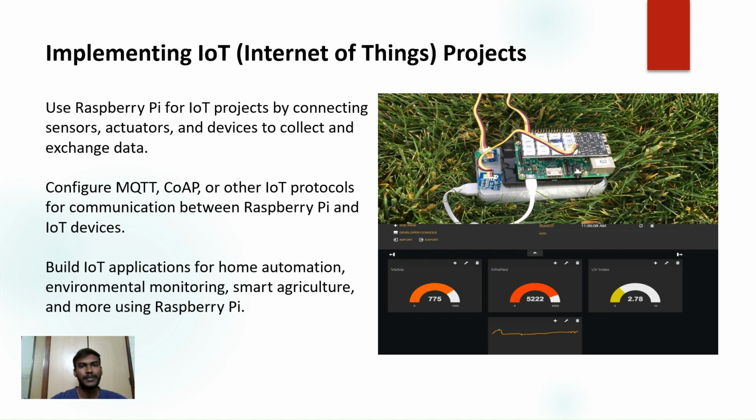Implementing IoT, that means Internet of Things projects. Use Raspberry Pi for IoT projects by connecting sensors, actuators, and devices to collect and exchange data. Configure MQTT, CoAP, or other IoT protocols for communications between Raspberry Pi and IoT devices. Build IoT applications for home automation, environmental monitoring, smart agriculture, and more using Raspberry Pi.